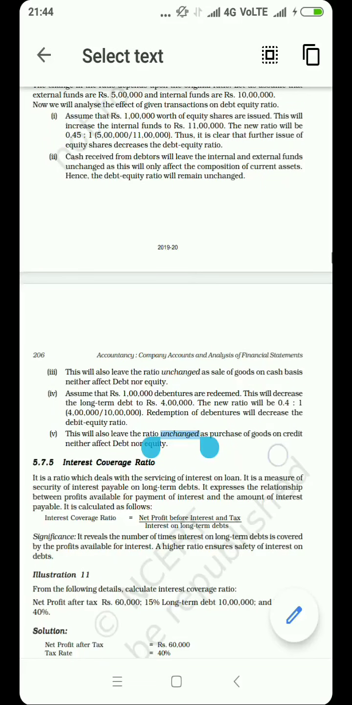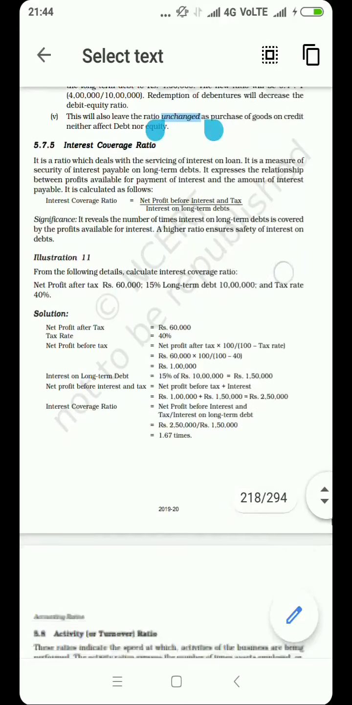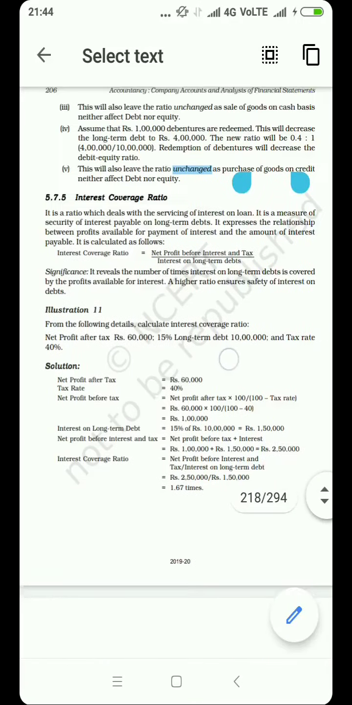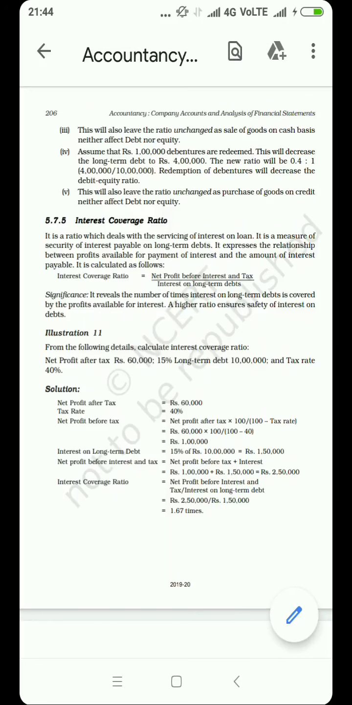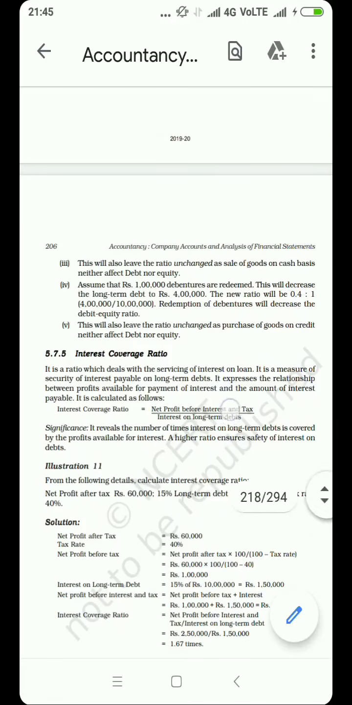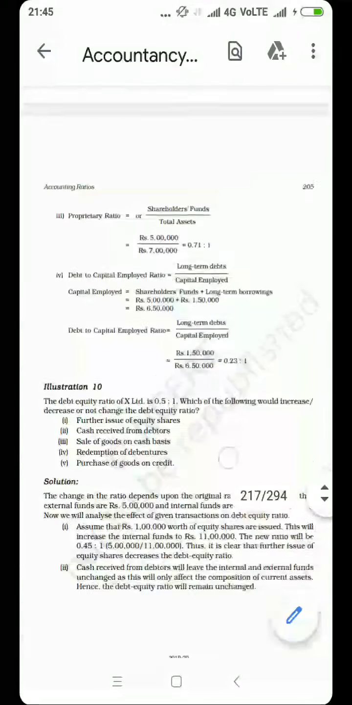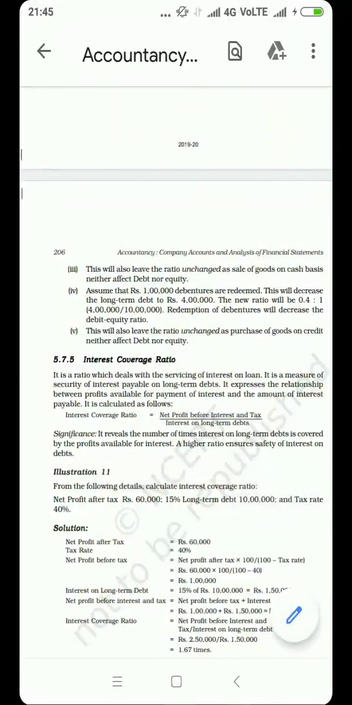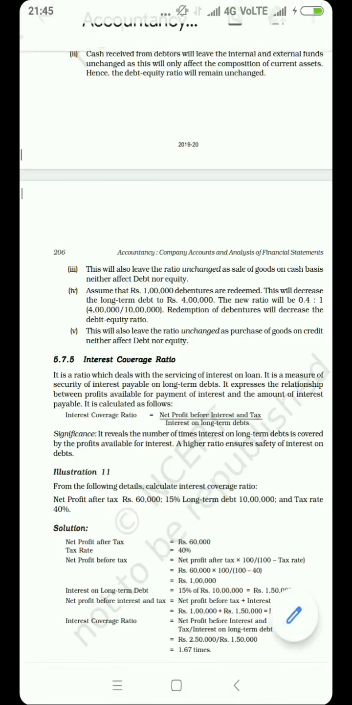Okay children. Now going to interest coverage ratio, the last ratio of solvency ratios topic. So after writing the heading solvency ratio, after writing the 4 formulas, each ratio's formula, each ratio's significance, then you have to write illustration 9. After solving illustration 9, you have to write interest coverage ratio, write the formula and write the significance.